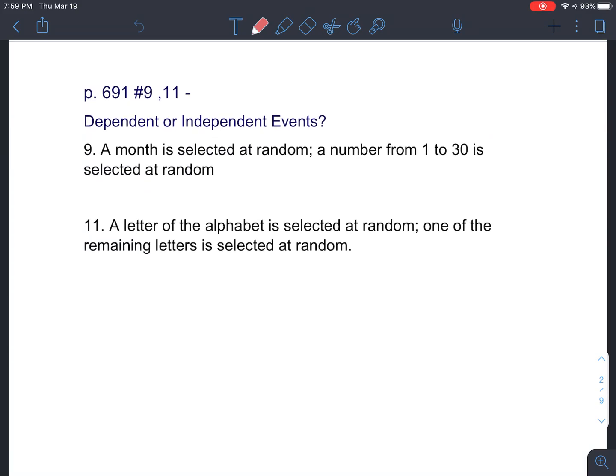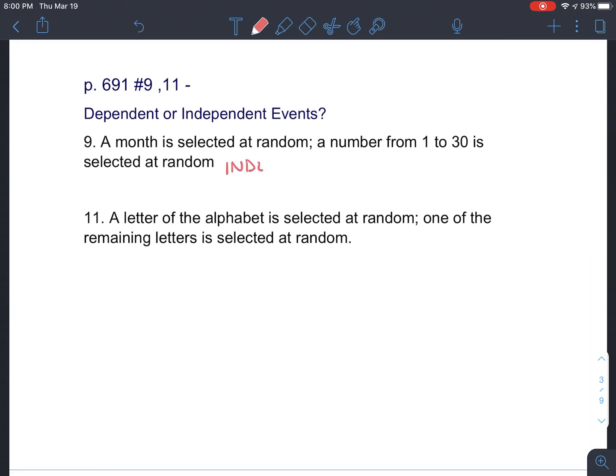So we need to be able to recognize these in the context of a question. So we're looking at page 691, number 9 and number 11. They want to know, are these dependent events or independent events? So number 9 says a month is selected at random. Then a number from 1 to 30 is selected at random. So the question is, does selecting a month affect the number that you choose? And the answer is no, right? Selecting the month does not affect choosing a number at random from 1 to 30. So these would be independent events.